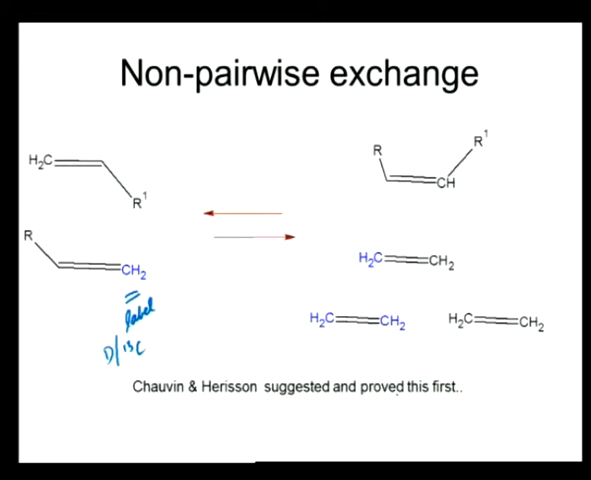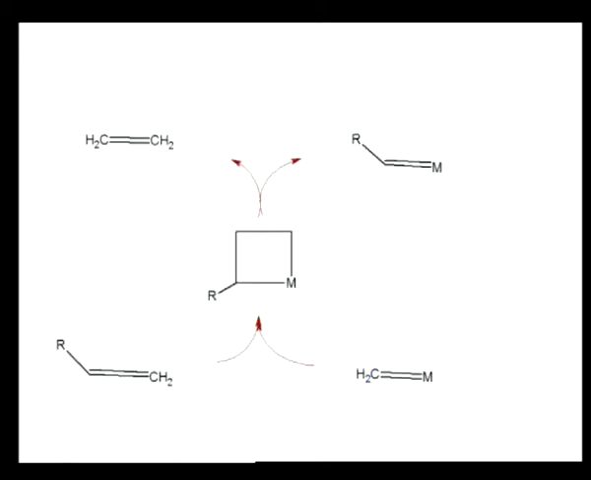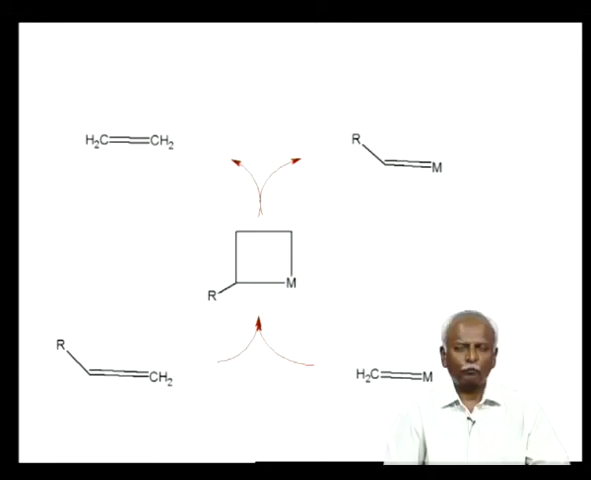Now, in order to understand what the non-pairwise exchange is, you have to invoke a mechanism in which a metal carbene is used. This is also a metal carbene intermediate involved in the reaction, but in this case a metal carbene reacts with an olefin in order to form a metallacyclobutane. So, earlier we had proposed a metallacyclopentane. This is a 4-membered ring. So, this is a metallacyclobutane.